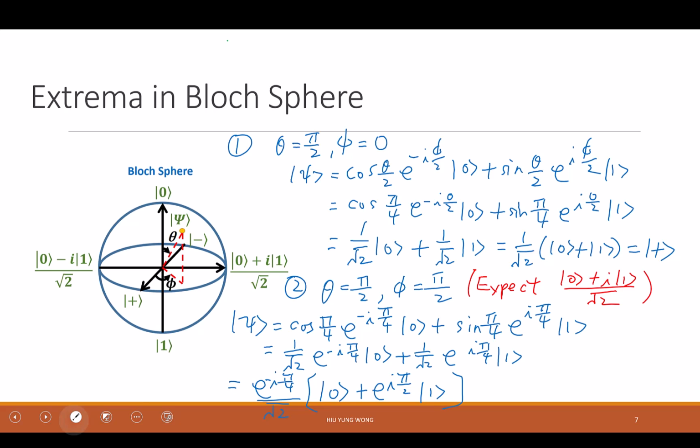E to the power i pi divided by 2 equals cosine pi divided by 2 plus i sine pi divided by 2. What is that? Because cosine pi divided by 2 is 0, this equals i. So basically what I get here is e to the power negative i pi divided by 4 times 1 over square root 2, |0> plus i|1>.